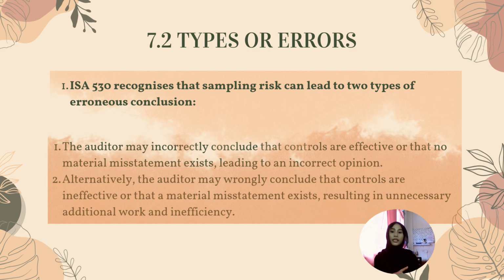The second is that the auditor may conclude that internal controls are not effective or that a material misstatement exists, when in fact there is no misstatement. Although this does not affect the audit opinion, it may result in unnecessary audit work and reduce efficiency.